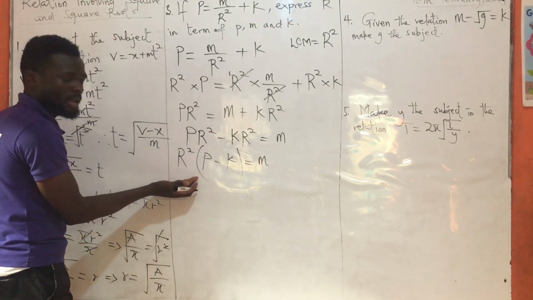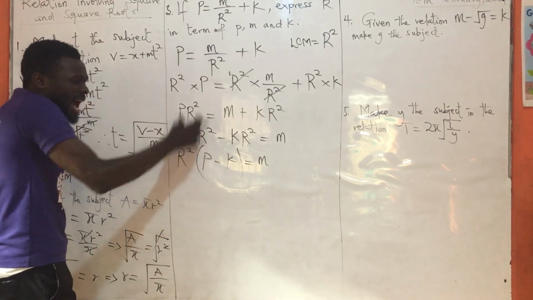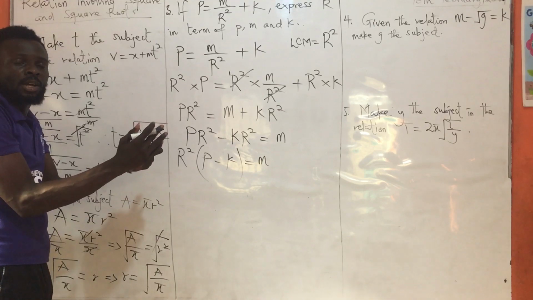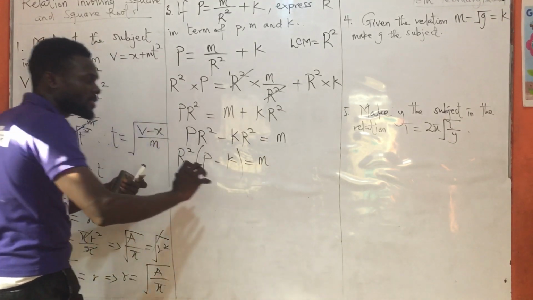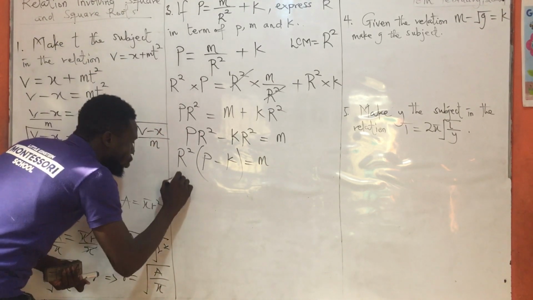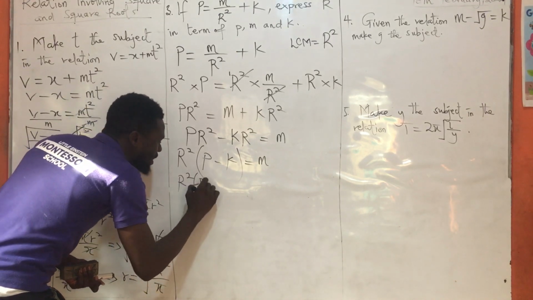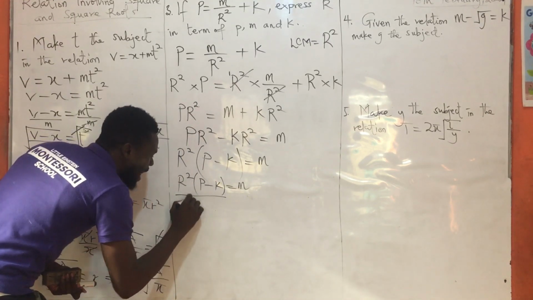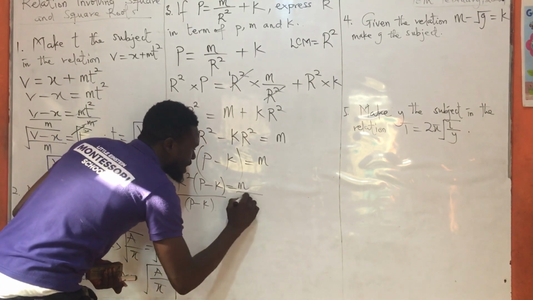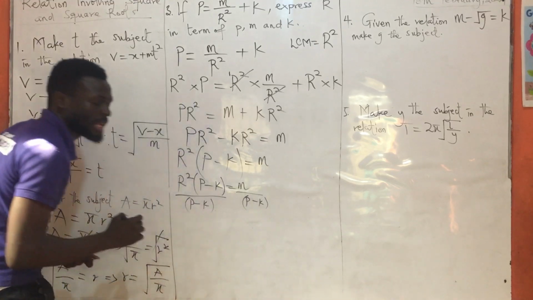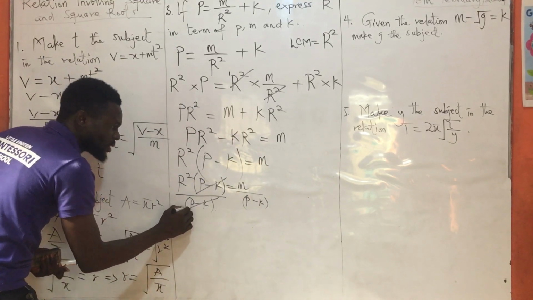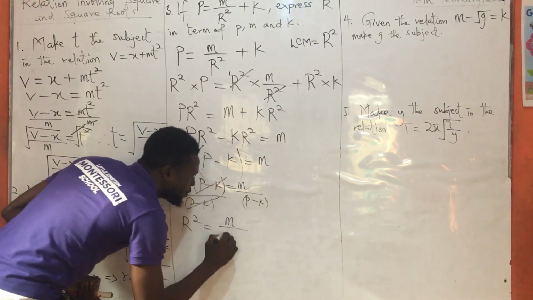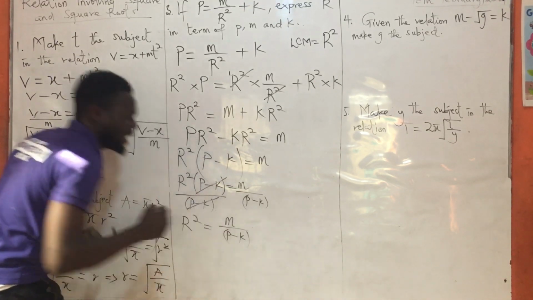From here, you can see that I want r squared, but the r squared is multiplying the bracket. So what do you do? You divide both sides by the bracket. So r squared bracket of p minus k is equal to m. Divide this by p minus k. You do the same thing to the right hand side. So this will cancel out. Now I have r squared is equal to m over p minus k.